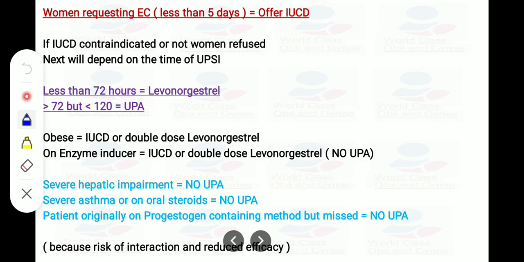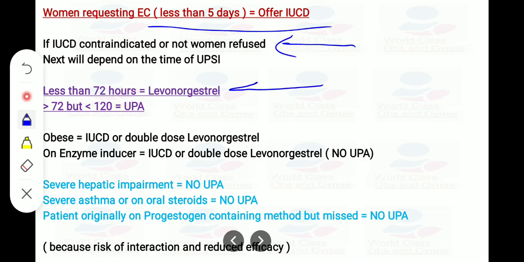Woman requesting EC, we will offer IUCD because it's very effective. If it is refused by the patient, then we will go for levonorgestrel or ulipristal depending upon the time period. And there's certain contraindication of ulipristal like hepatic impairment, asthma, and patient originally on progesterone containing method but missed.